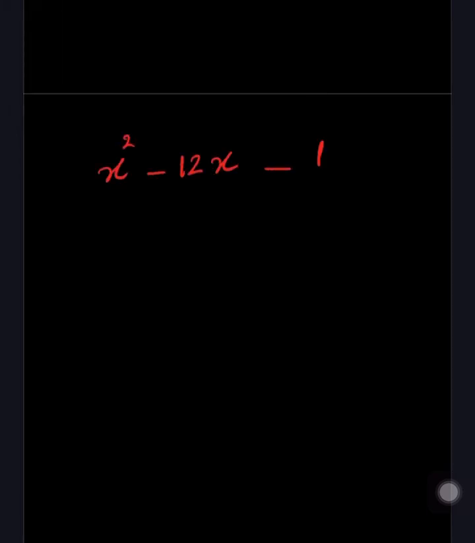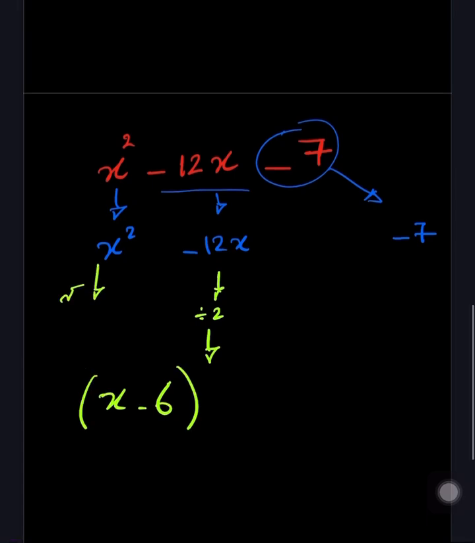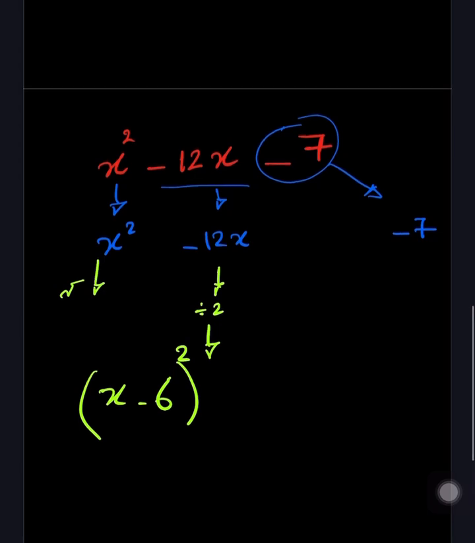So x squared minus 12x minus 7. Now we have a minus sign. So what we do is x squared minus 12x. We leave minus 7 to the other end. Then we go to the middle term. We divide by 2, and that is minus 6. So it's x minus 6 whole squared. And we imagine we expand this bracket. So we have x squared, which we have on the left side.